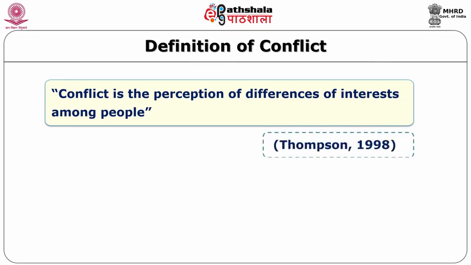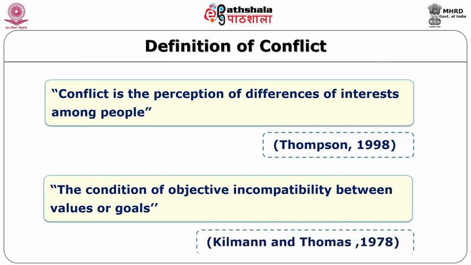Let us try to understand what conflict is. In the year 1998, Thomson defined conflict as a perception of differences of interest among people. Kilmann and Thomas in the year 1978 defined conflict as a condition of objective incompatibility between values and goals. So, while defining conflict, Kilmann and Thomas are focusing on incompatibility between values and goals. There can be chances that two people might have different values, two people might have different goals. In this kind of situation, if their values and goals are not matching, then it may give rise to a situation of conflict.